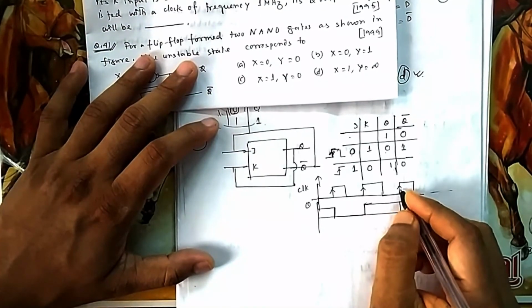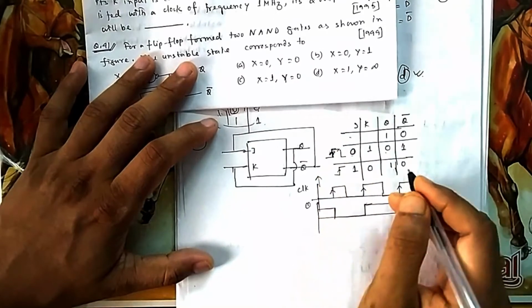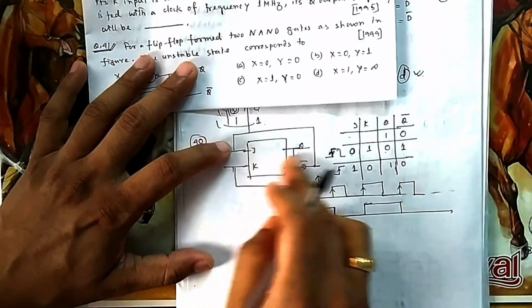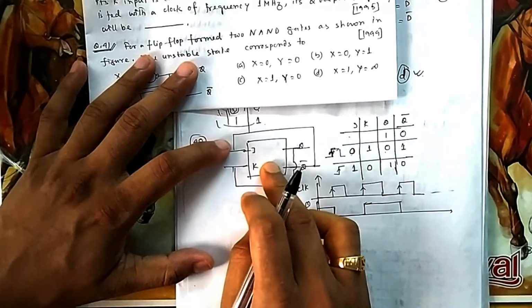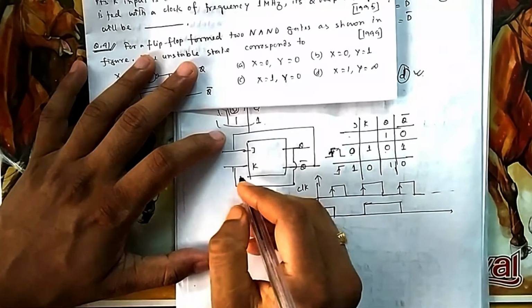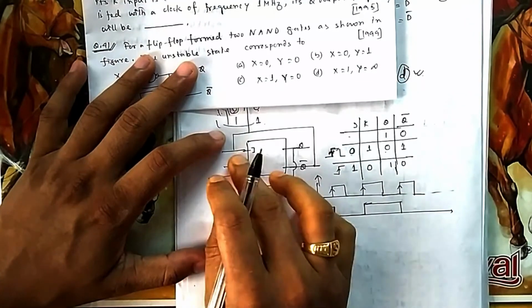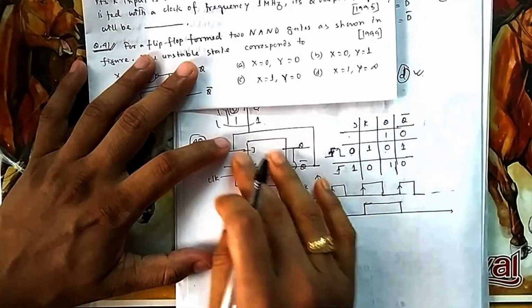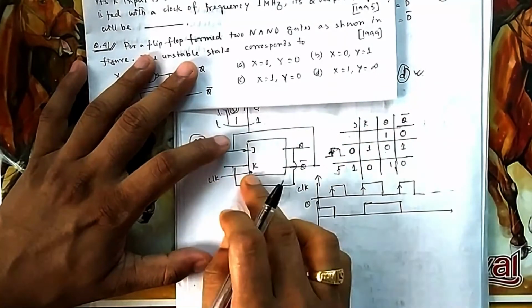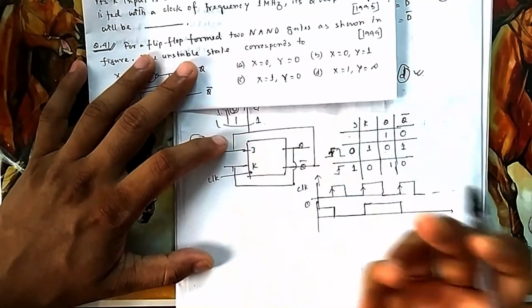Because only when you give the clock pulse will it check what the input is. It is not that the output automatically changes whenever the input is there. It will wait for the clock. If you don't give a clock pulse, it will not change its output. It will remain at whatever output it has. If you give the clock, then it will check what the input is, and accordingly the output will change.